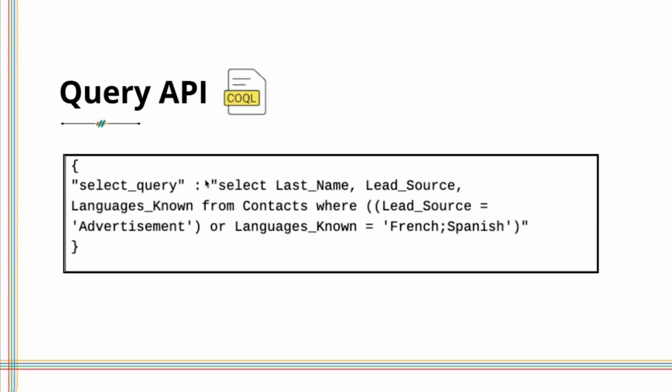So here in the select query, I'm selecting last name, lead source, and languages known from the contacts module. And in the where clause, I have a set of conditions. Because this API allows for a lot of comparators and operators, the use cases are just endless for using the query API.